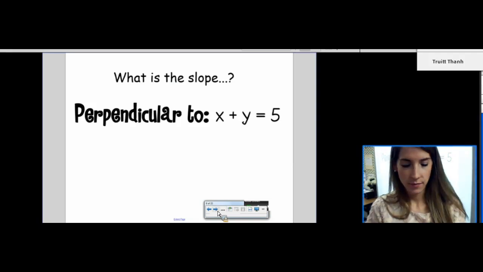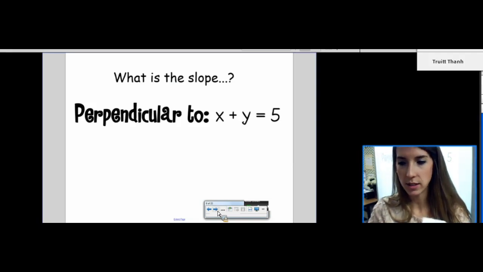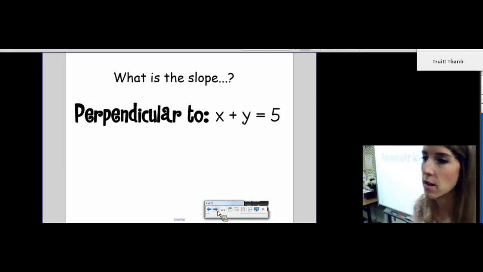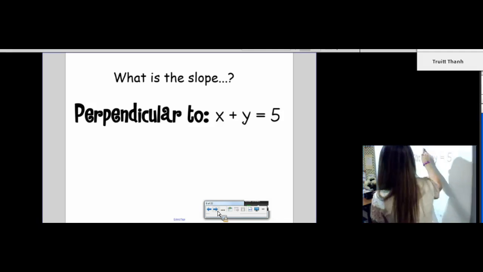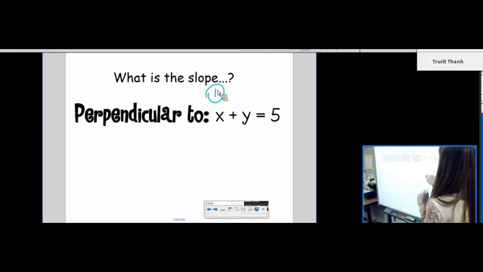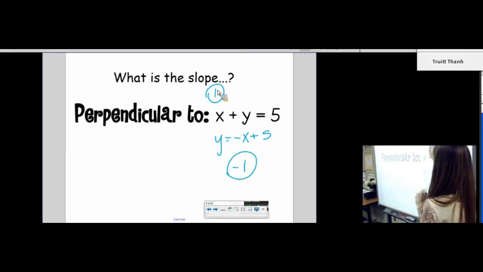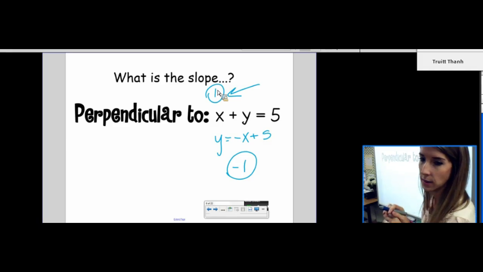This one's easy. Let's do this one right away. Anas, this one's yours. What do you get? Very good. The answer is 1. Because, of course, when you move the x over, you get y equals -x plus 5. And the opposite reciprocal of -1 is 1. Final answer.